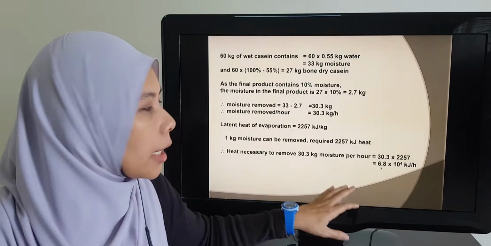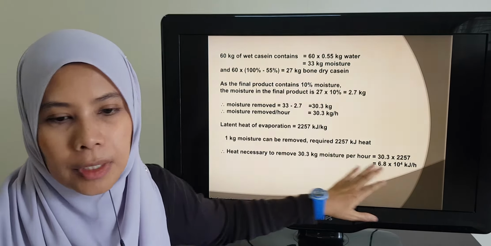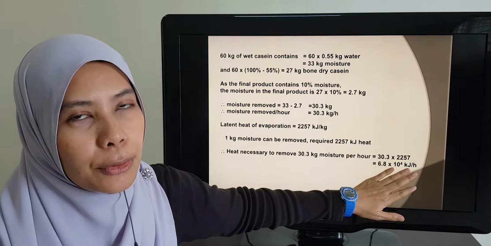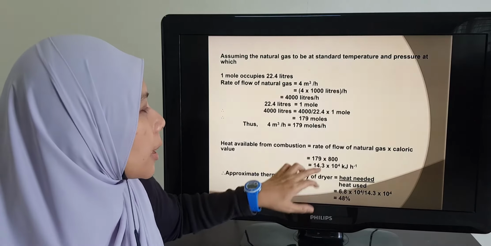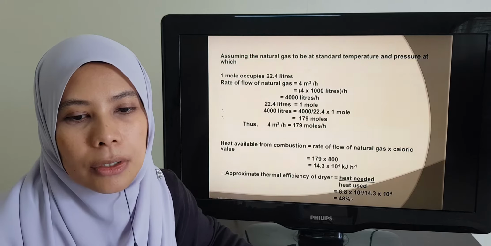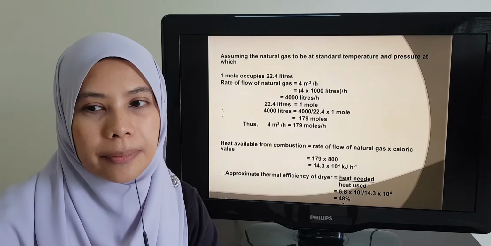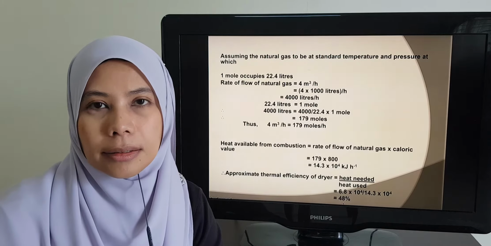Where do you get this value? It is from here, heat necessary to remove. This one we calculate by theory. This one is what actually is required. So the thermal efficiency of the dryer is only 48%. Alright? Clear?